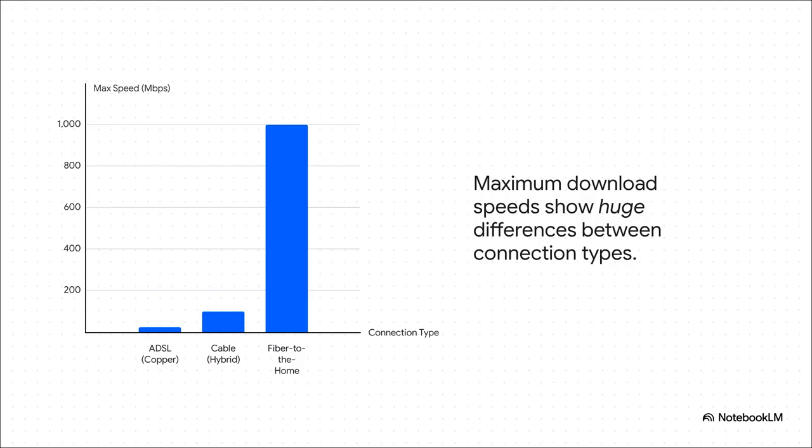And the speed difference? It's staggering. A standard ADSL connection over copper might get you, 24 megabits per second?